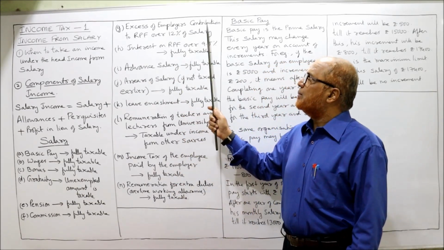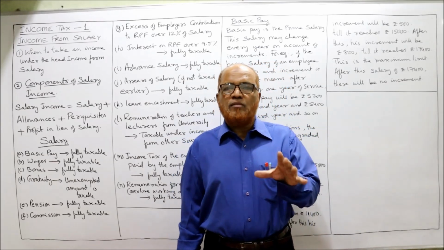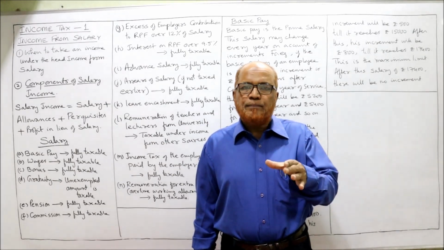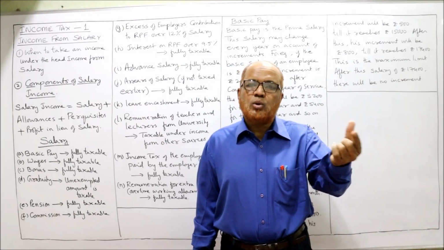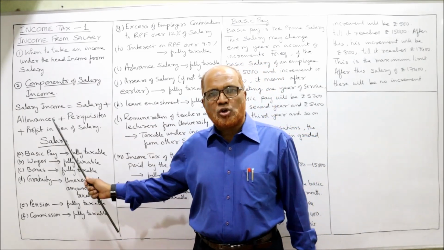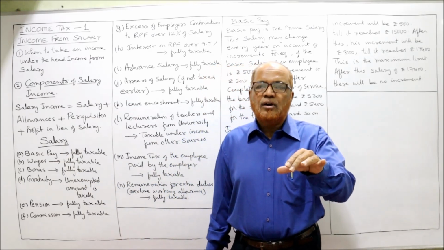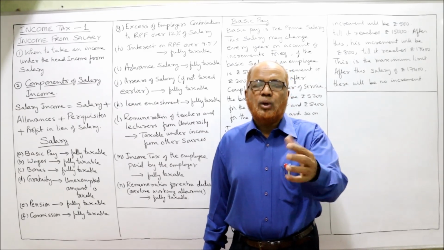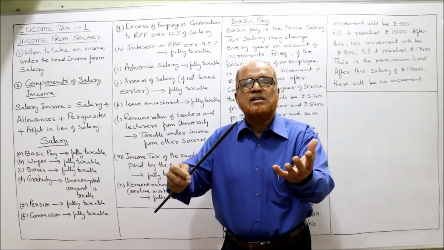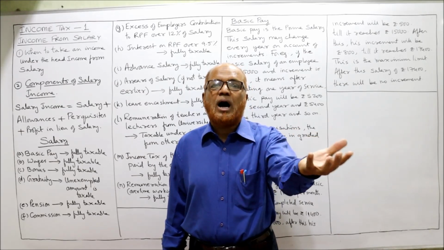Next comes the employer's contribution to RPF in excess of 12% of salary. So there is a provision of social savings. That means during the service period, the employer will contribute to the employee's RPF, recognized provident fund. Later in this topic, income from salary, I am going to discuss what is RPF, what is provident fund, what is recognized provident fund. So in the RPF, the contribution will be made by the employee as well as by the employer. Both the employer and employee will contribute to RPF.